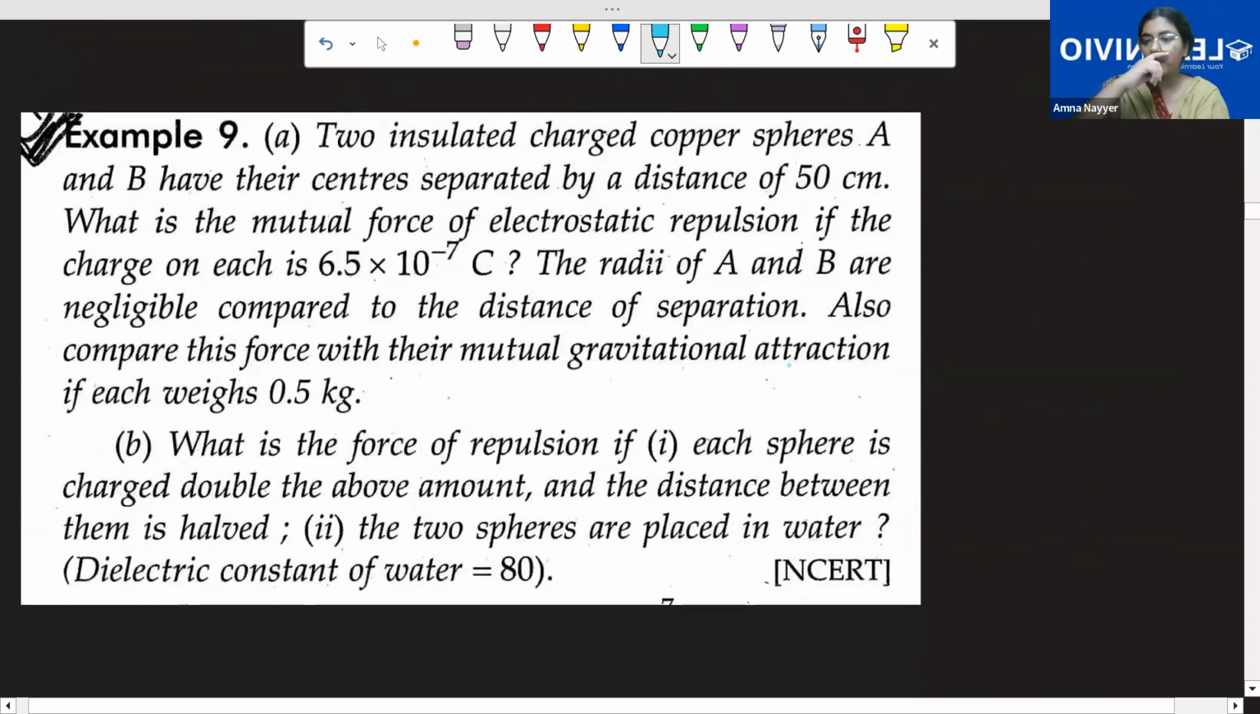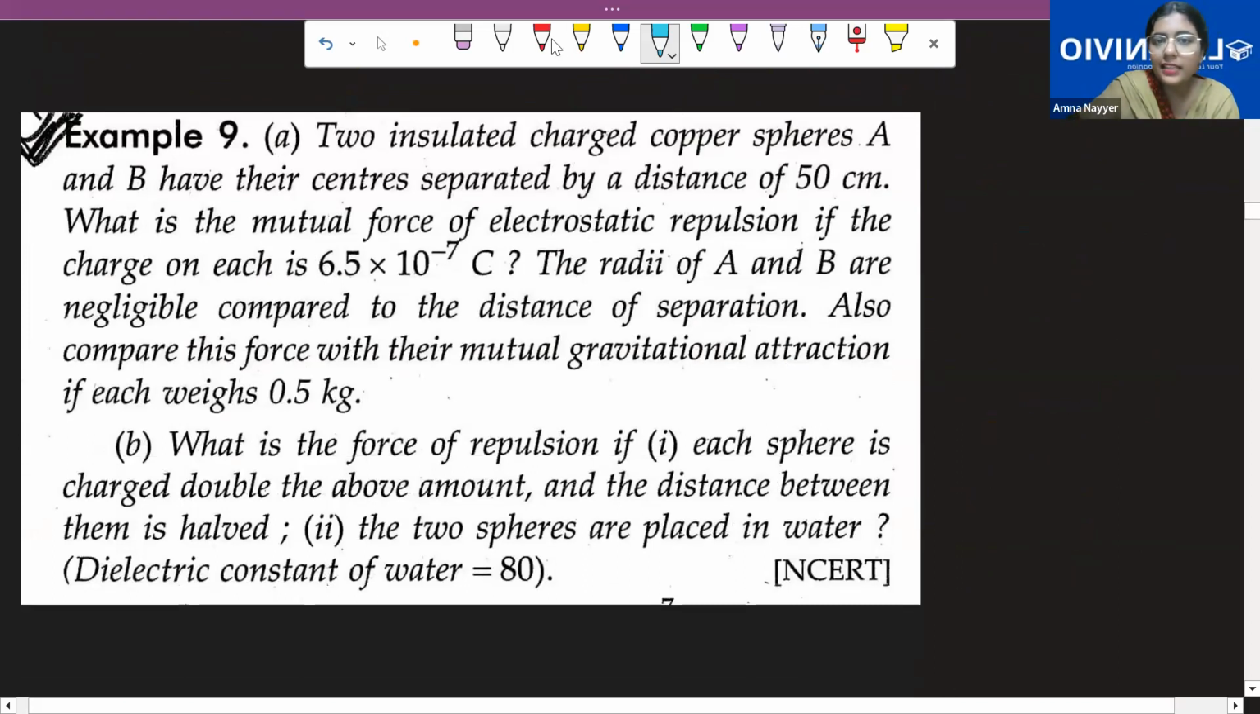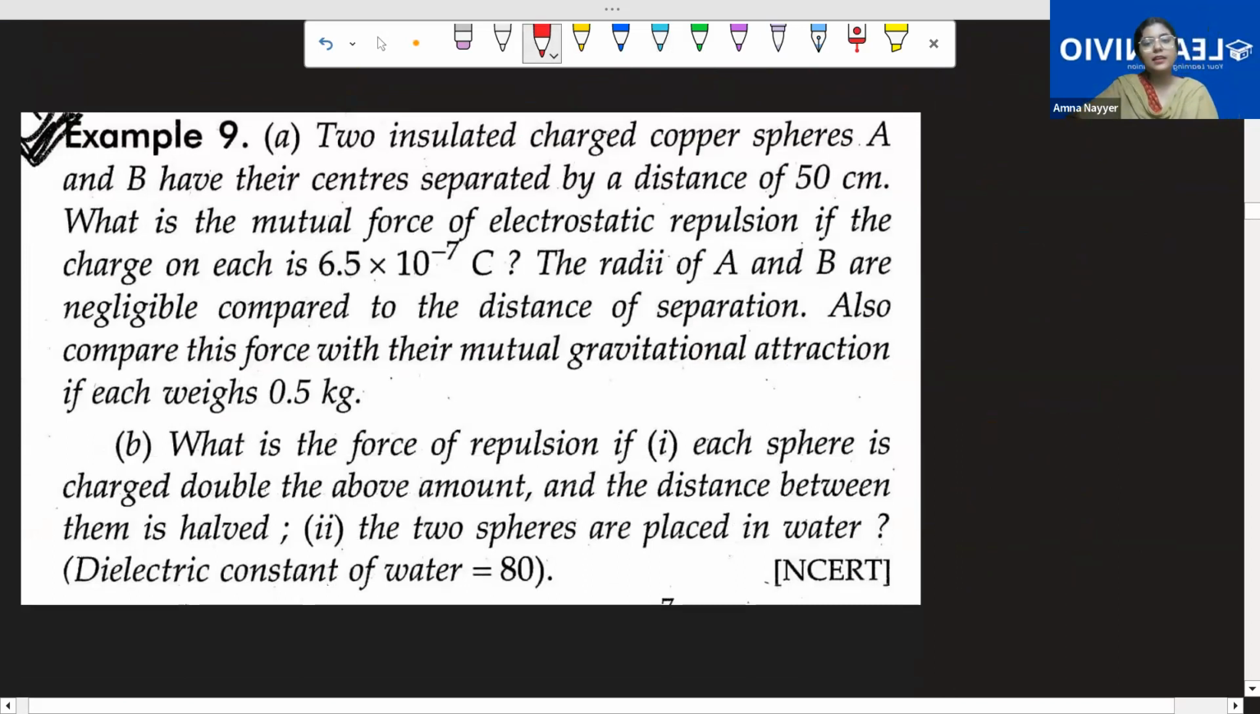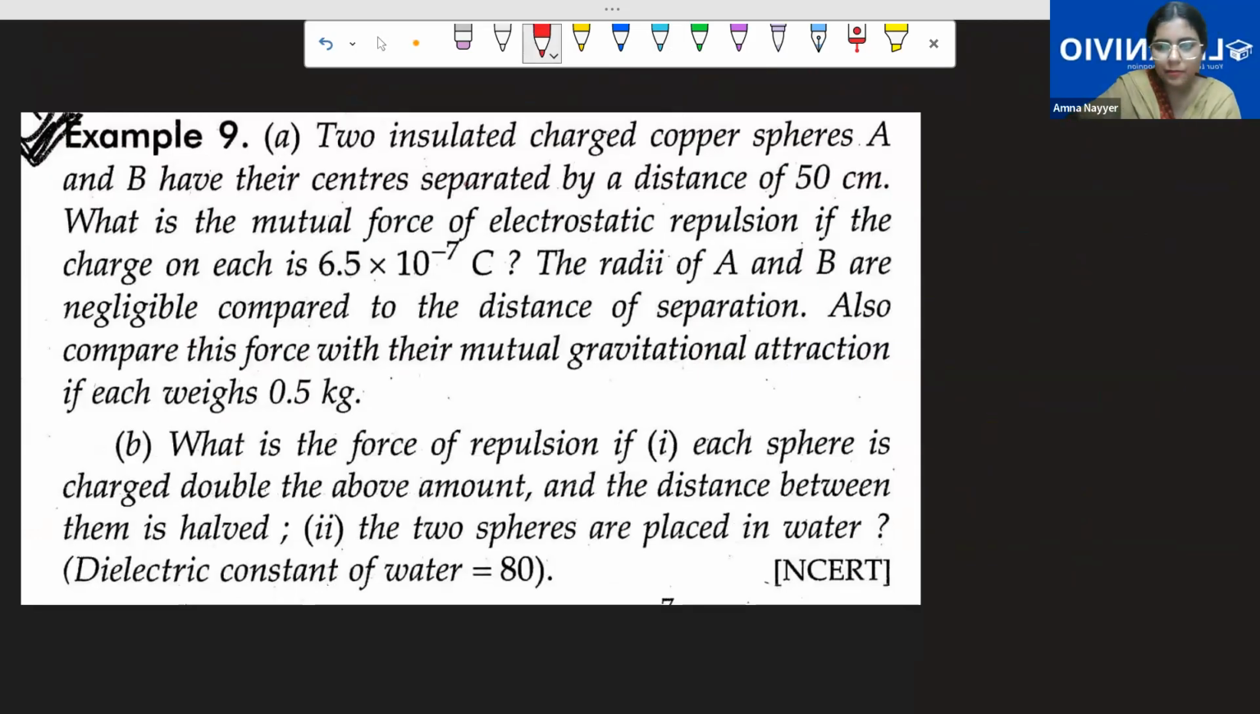Now, this is a question from your NCERT, and this question has come in the board exam as well. Not exactly the same question, but this part came, which we already discussed before. And in fact, this one part, the gravitation value, came in the entrance exams also.